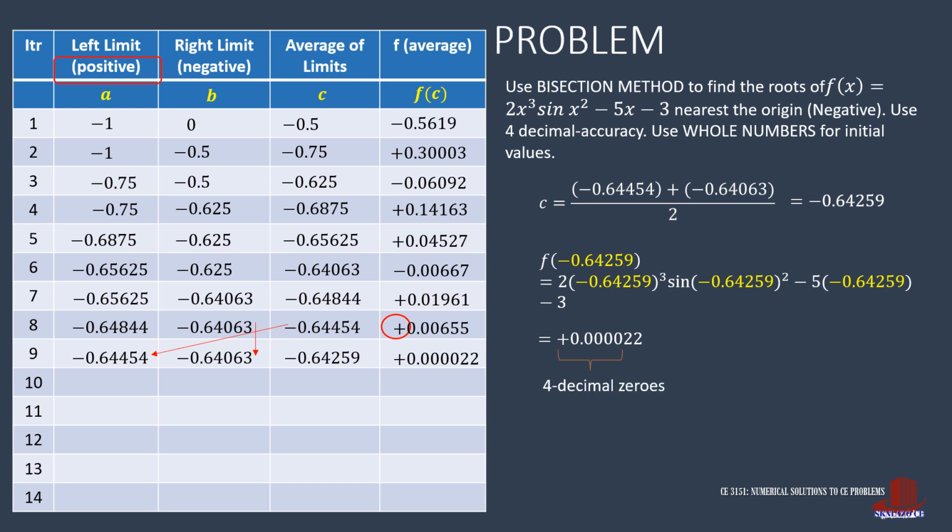Note that these already showed 4 decimal zeros, which is even more than the accuracy, so we can end the iteration and take the root for the function as negative 0.64259.